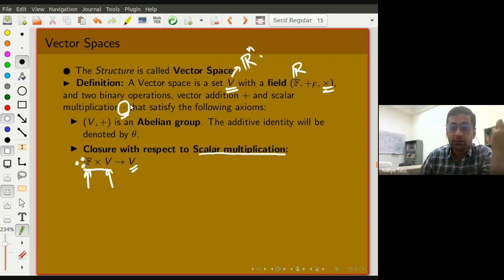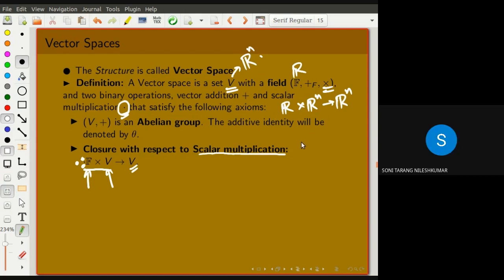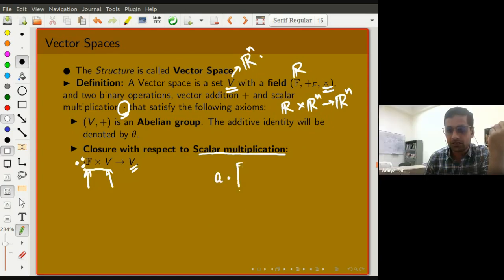Okay, so I need to define a way to combine R with Rn to give an element in Rn. Okay, so one way to do it, and which is a natural way again, is this.